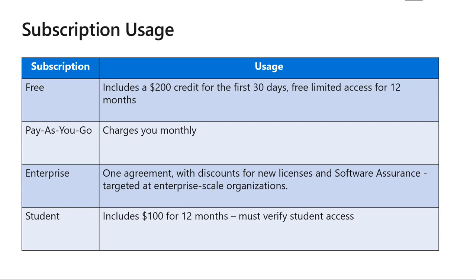And enterprise is the one we just introduced, the enterprise agreement. For students, students are really lucky. You get $100 for 12 months, but you must verify you are a student. I never used that one, so I don't really know what it's like. I'm using the Microsoft Certified Trainer benefit, which is also $100 for 12 months.